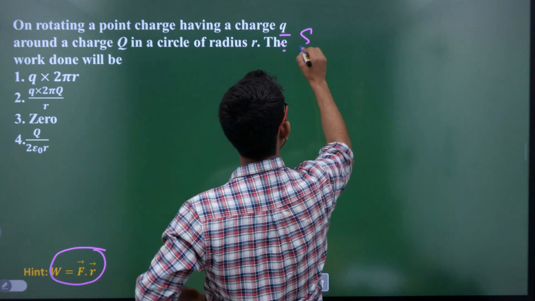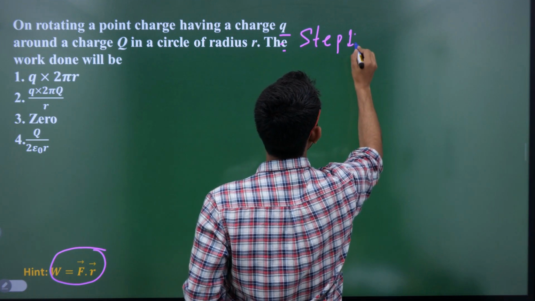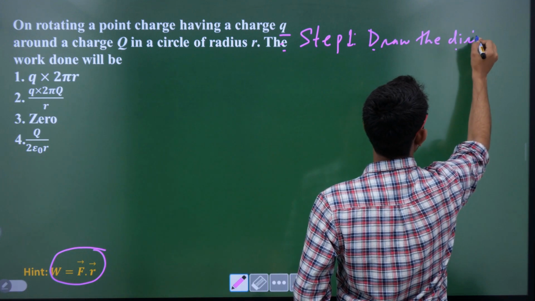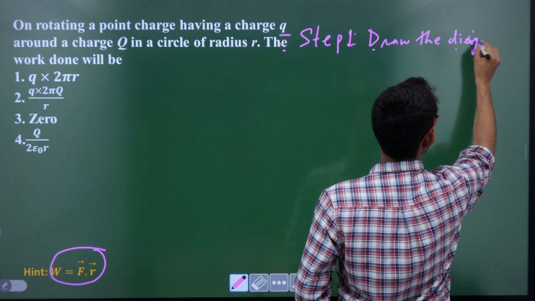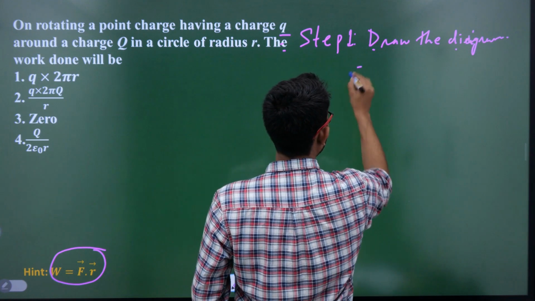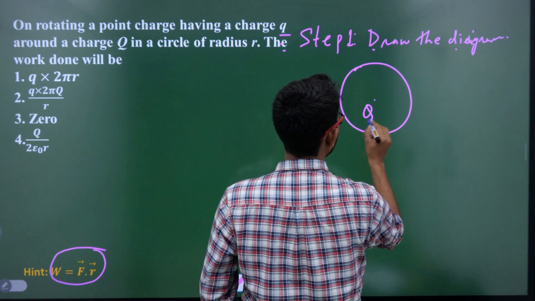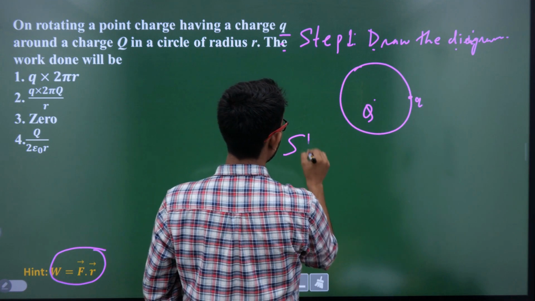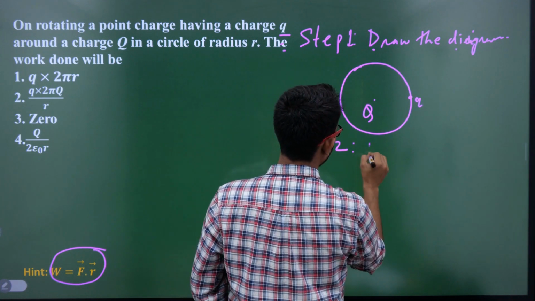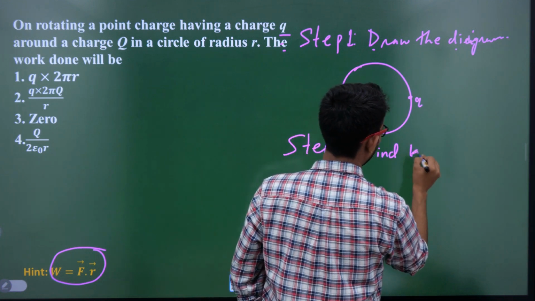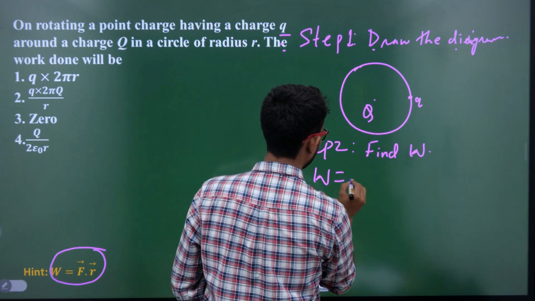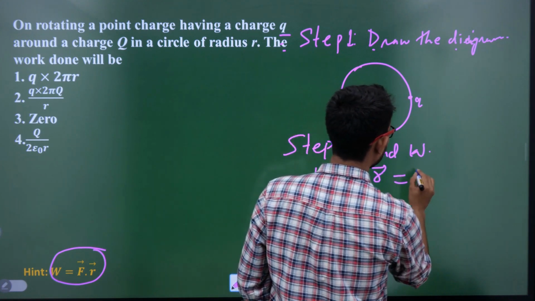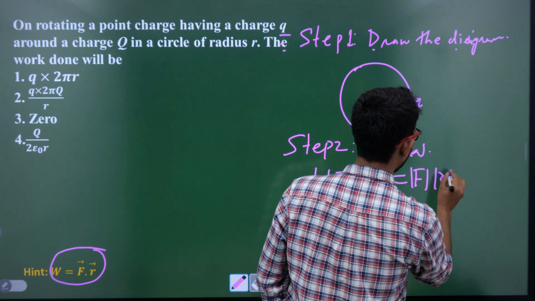So in step 1, draw the diagram. Capital Q is at the center and a small q is rotating around the circle. In step 2, find work done. As work done is equal to F dot dr, F vector dot r vector. So you can write here F mod of r into cos theta.